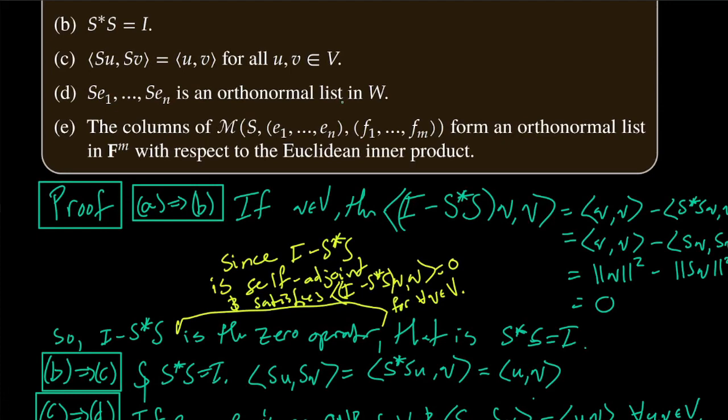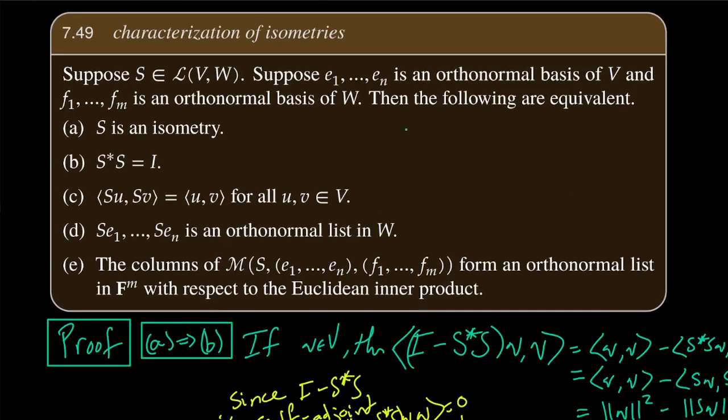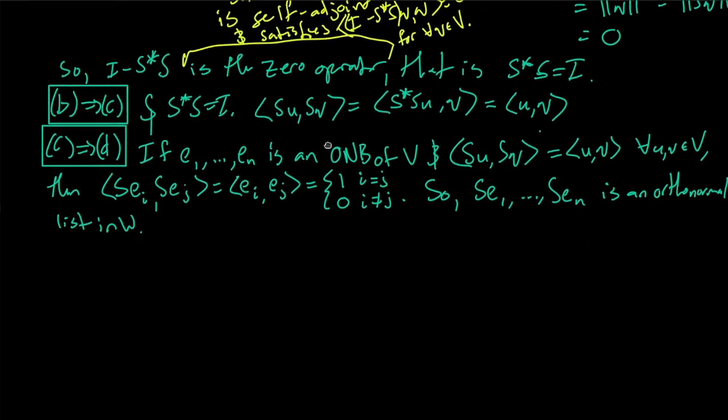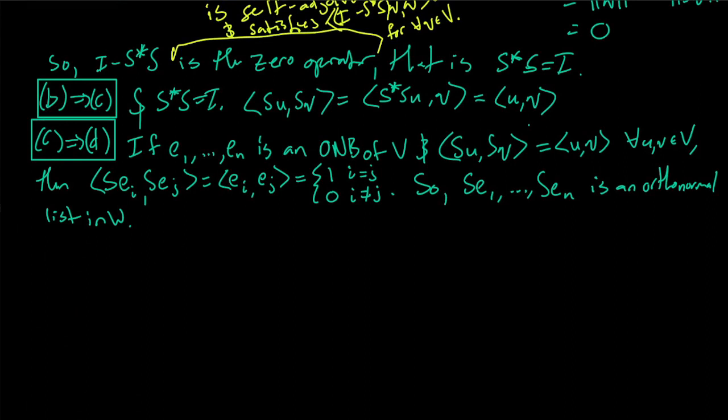Now we're going to suppose that SE1 through SEN is an orthonormal list in W for any orthonormal basis E1 through EN of V. And we're going to show that the columns of the matrix of S with respect to the orthonormal basis E1 through EN and any orthonormal basis F1 through FM of W form an orthonormal list with respect to the Euclidean inner product. This one is perhaps the more involved in some sense, not that it's terribly difficult, but let's just do it. So D implies E.